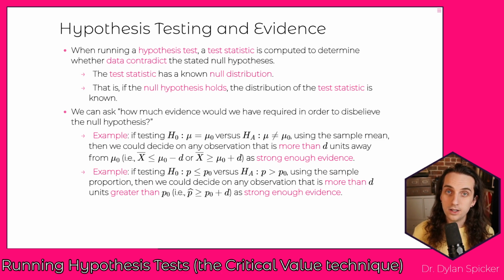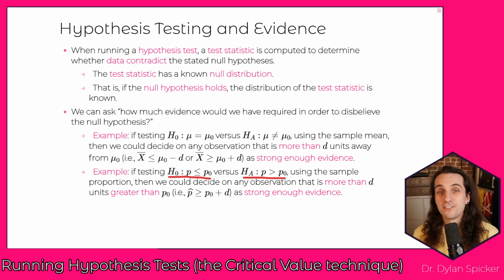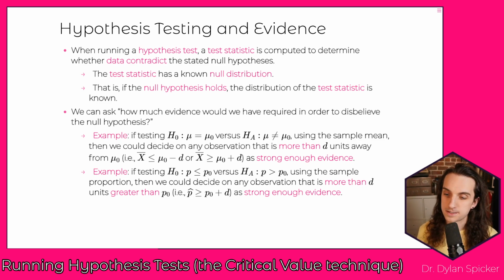Alternatively, if we had thought about a one-tailed test, where the null hypothesis is that the proportion is less than or equal to some standard versus the alternative that the proportion is greater than that standard, then we would need to observe something sufficiently large. We would have to observe our sample proportion to be p naught plus d as strong enough evidence. Again, our question becomes, how do we pick that value of d? Where is the d going to come from? We're just looking for this to be set up as strong enough evidence to contradict the null hypothesis that we're dealing with.